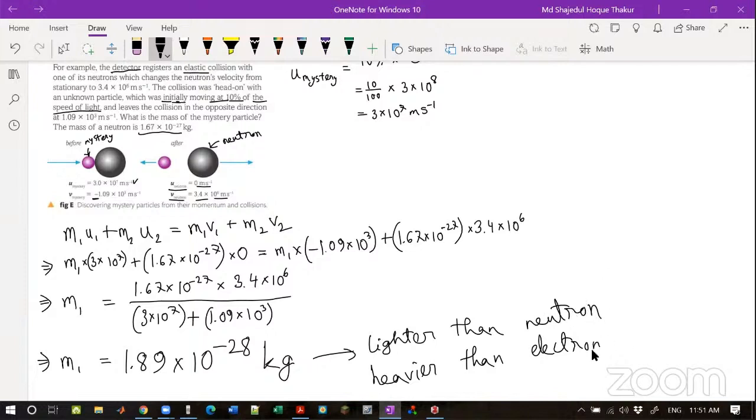Oh, okay okay, yes yes, that was the electron's charge. So the mass of the electron is 9.11 into 10^-31 kg. So this is heavier than 10^-31 because it is 10^-28. And the neutron is 1.67 × 10^-27, so compared to 27 this is again minus 28. So it's lighter than the neutron, heavier than the electron. What is this thing then? That means a new particle, right?